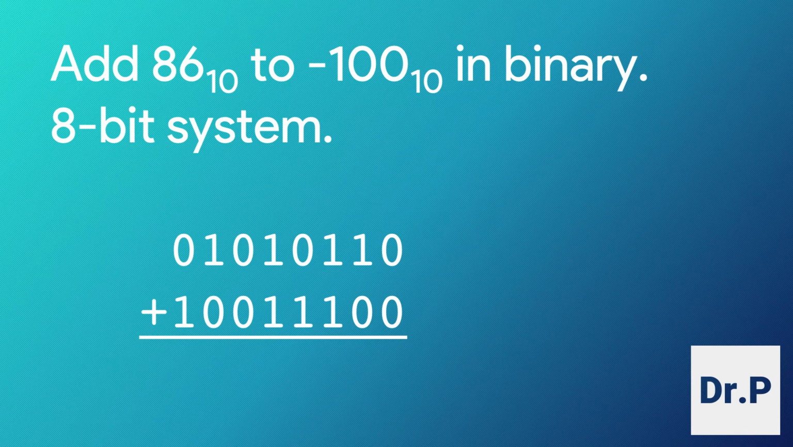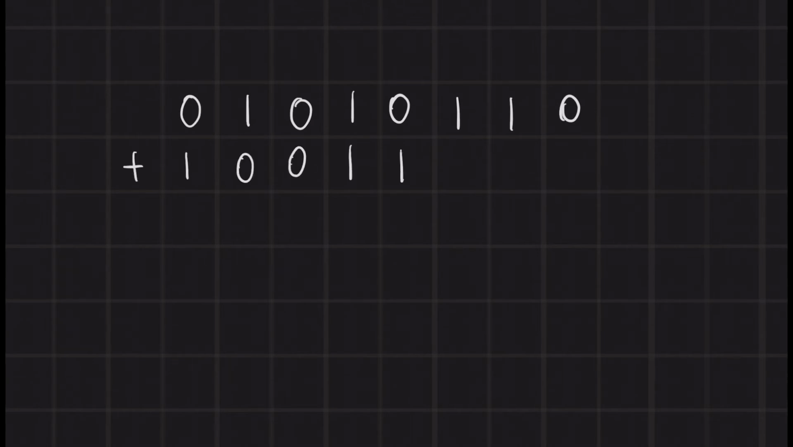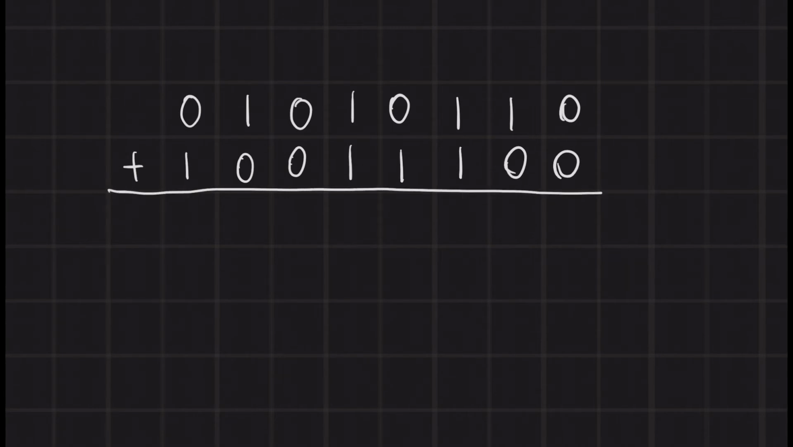Let's say we're working with 8-bit binary numbers. I want to add 86 and -100. First, I need to generate two 8-bit 2's complement values. Having done that, I do the same procedure. I start in the rightmost column, add, and keep on moving until I've run out of columns.